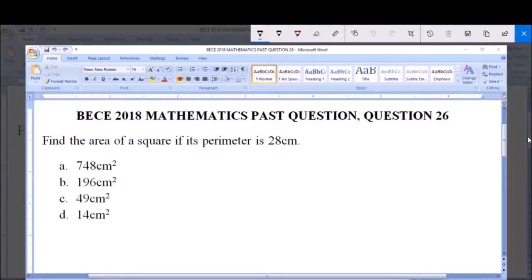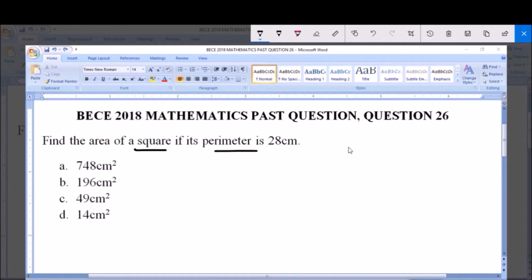Today we're going to be dealing with BECE 2018 Mathematics Past Question, question 26. Find the area of a square if its perimeter is 28. A. 748 centimeters square. B. 196 centimeters square. C. 49 centimeters square. And D. 14 centimeters square. So we're to find the area of a square with perimeter 28 cm.